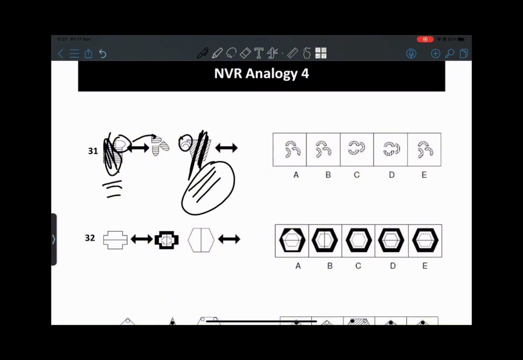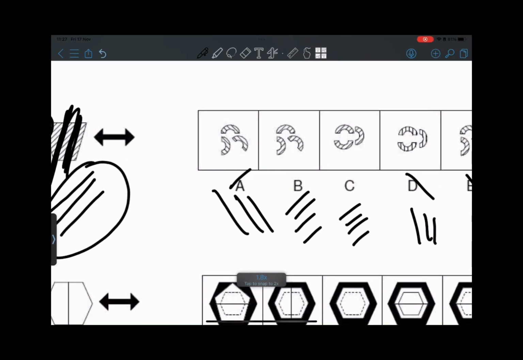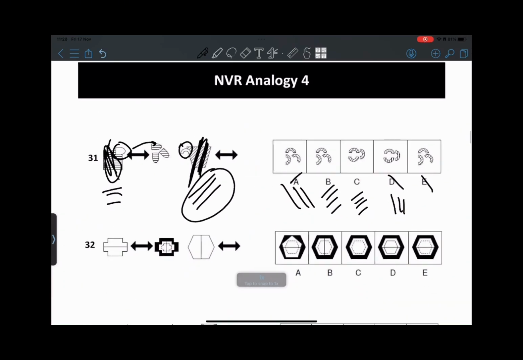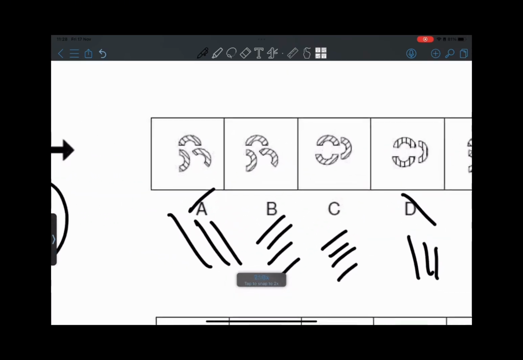And now let's draw out these ones. So A is like this, so it can't be A. B is like this. C is like this. D is like this, and E is all over the place. So let's not go for any of those. So now we have to choose between B and C.